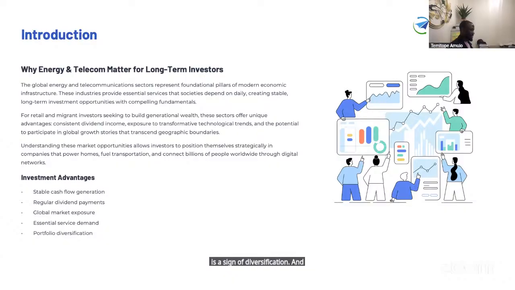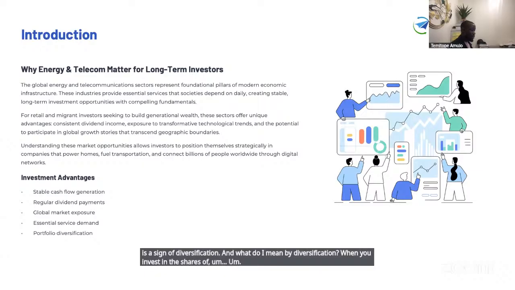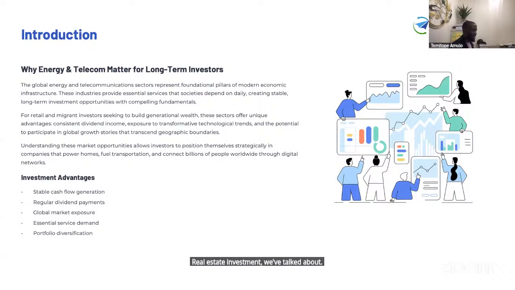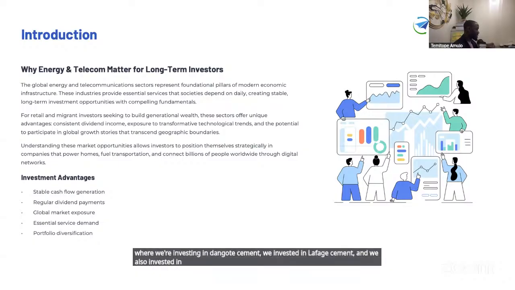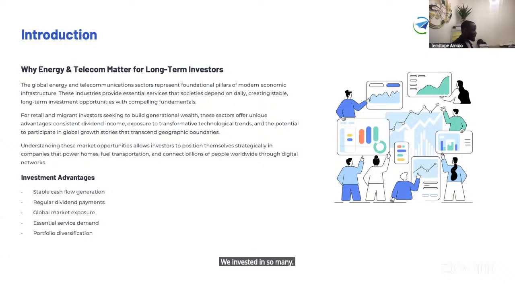And what do I mean by diversification? When you invest in the shares of, like we discussed earlier, we've talked about real estate investment, we've talked about ETF and the likes. So if you want to diversify your stock from the normal investment, like you remember in our week 1 class, we talked about investment in the construction sector, where we're investing in Dangote Cement, we invested in Lafarge Cement, and we also invested in some bank. That's the financial sector. We invested in Access Bank. We invested in so many other stocks.